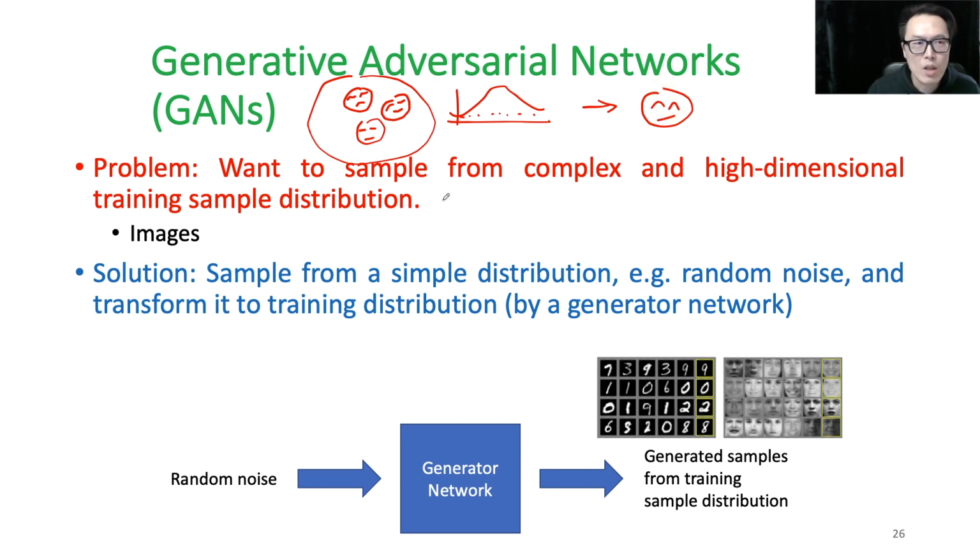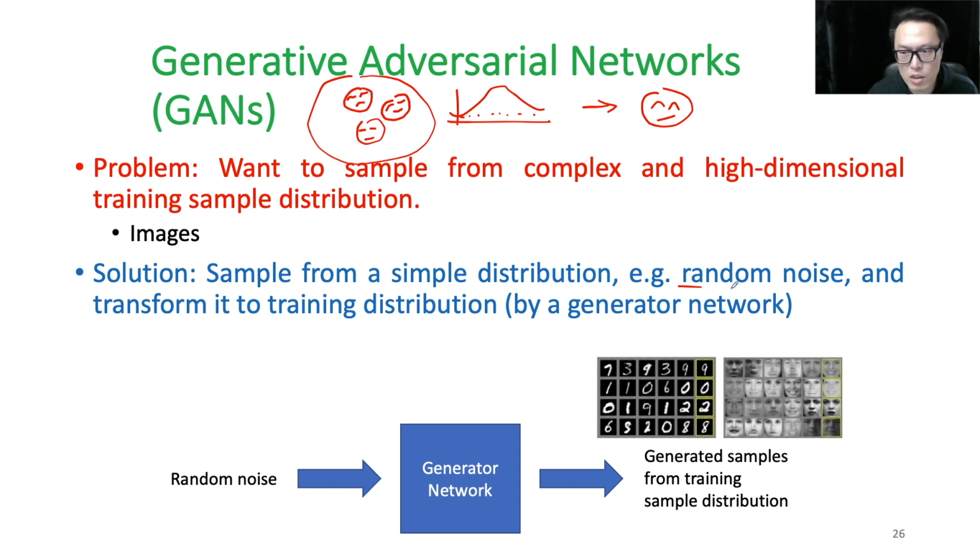But this aim is very difficult to achieve. Because, as mentioned right here, the training sample distribution is too complicated, as well as in a very high dimensional space. It is difficult to just draw a sample from there and come up with a new image. The proposed solution is that instead of drawing from the complex and high dimensional space, we are going to use a random noise.